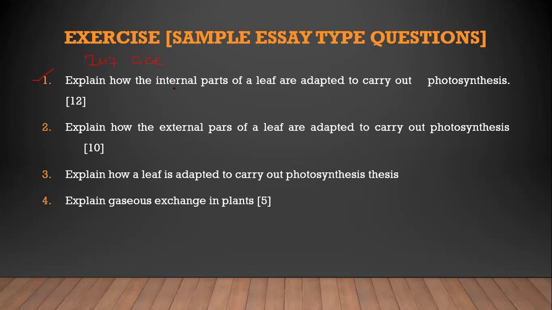So explain how the internal parts of a leaf are adapted to carry out photosynthesis. So please get back to me. I want to see how you're going to connect the answers. The explanations have been listed above there, but I want to see how you're going to connect those things. I see your English and I see your explanation. So at least I need 6 good reasons and their explanations so that you get the total 12 marks.